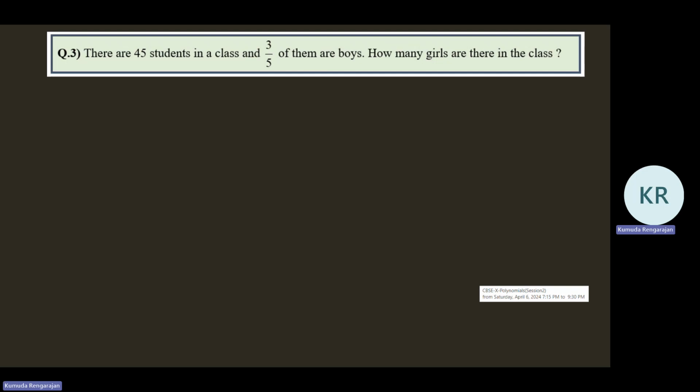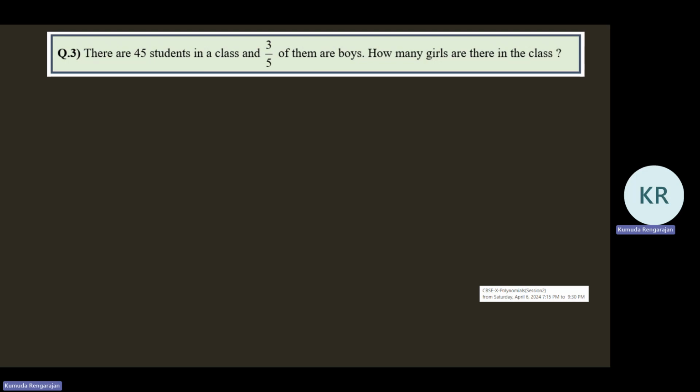What's the answer for this one? 18. I work in both the ways. Correct. So if 3/5 of the class are boys, then what part of the class are girls? You tell me. 2/5. Very good. If 3/5 are boys, then 2/5 are girls. So the question is to find the number of girls in the class.